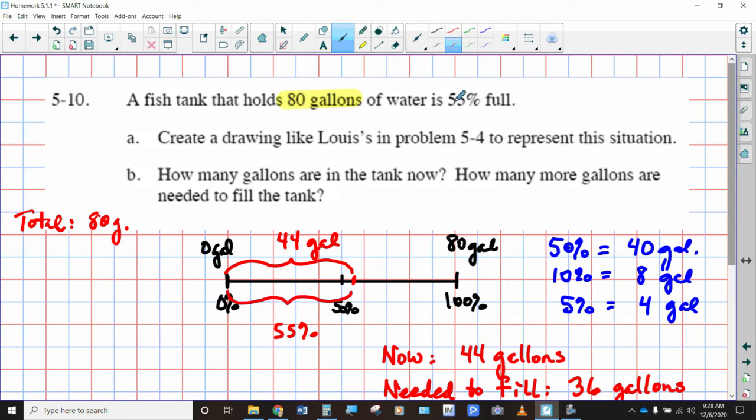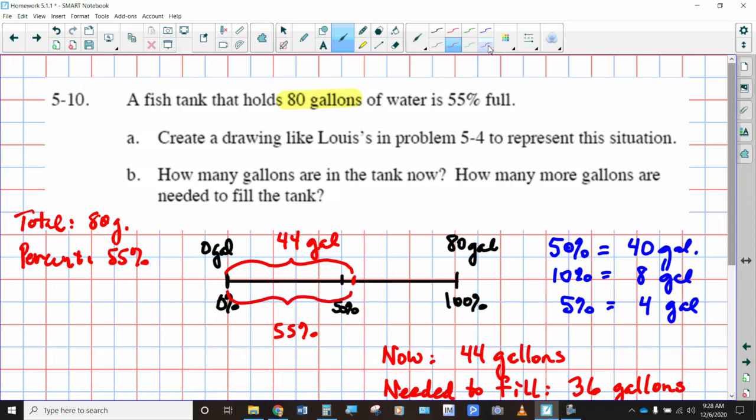And it says here, a fish tank holds 80 gallons of water. It's 55% full. So it's not 100%. 80 would be 100%, so it's 55%. So I'm going to write this in for the percent. It's going to be 55%.